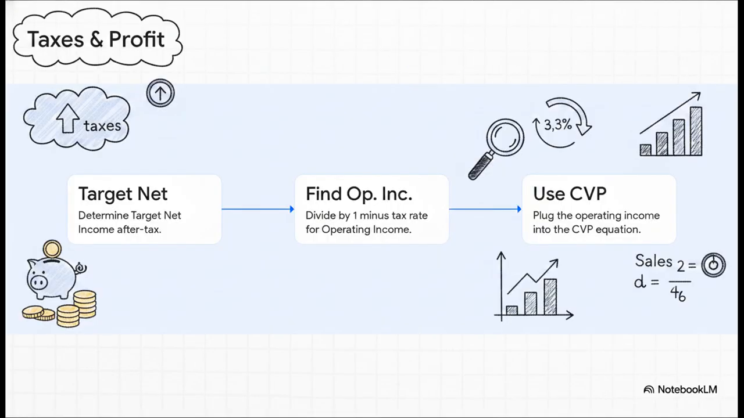But wait, welcome to the real world, where we have to deal with the inevitable curveball of income taxes. To find out what you really need to sell, you have to work backward. Step 1, figure out your target net income. That is your desired after-tax take-home pay. Step 2, divide that net income by 1 minus your tax rate. This mathematically grosses your goal back up to account for the government's cut before you even plug it into our CVP equation. Now you know the true gross sales required to hit your final take-home goal.